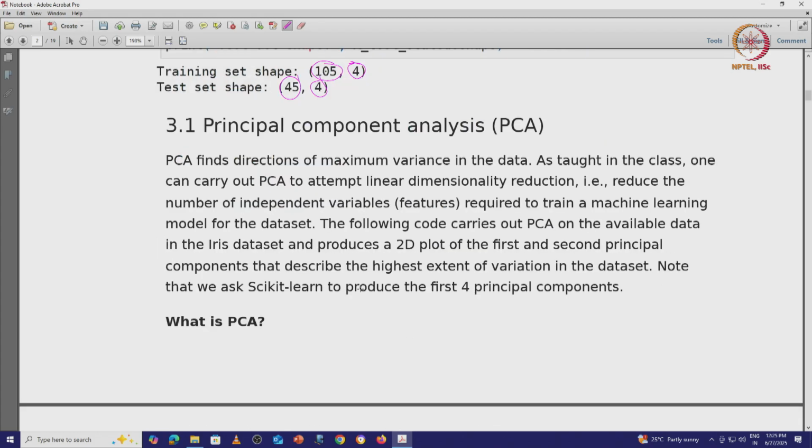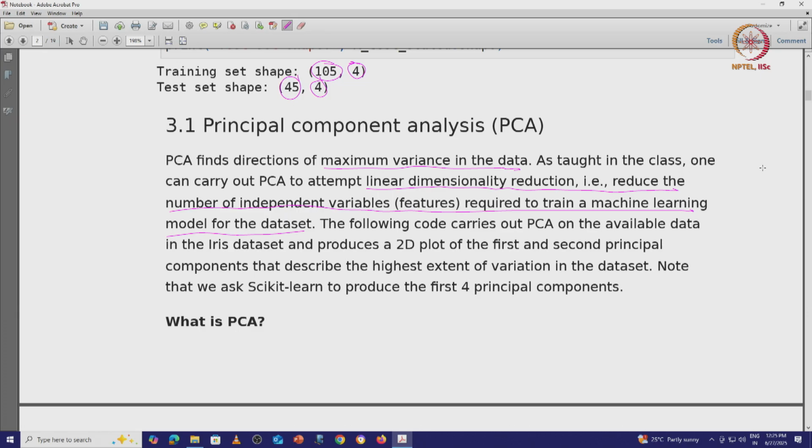Alright, so let's now come back to principal component analysis. As you would remember from class, PCA finds the directions of maximum variance in the data, and one can carry out PCA to attempt linear dimensionality reduction, which reduces the number of independent variables required to train a machine learning model for the data set. As I had mentioned, often unsupervised learning is done en route to supervised learning. So this is again one of the useful features, that you have fewer variables to work with, so your models can be only as complex as needed and they won't overfit the data.